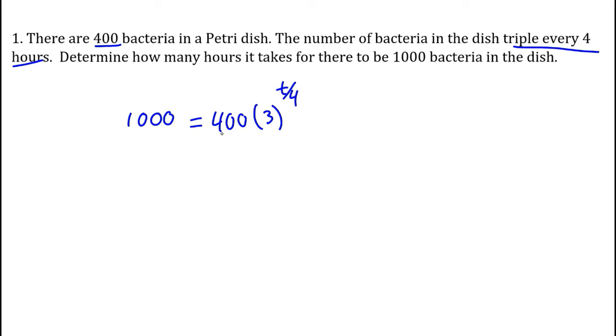So before I take the log of both sides, let's divide by 400 to get the exponential expression all by itself. And that gives me 2.5 equals 3 to the t over 4. Now that we got the exponential expression all by itself, we can log both sides.